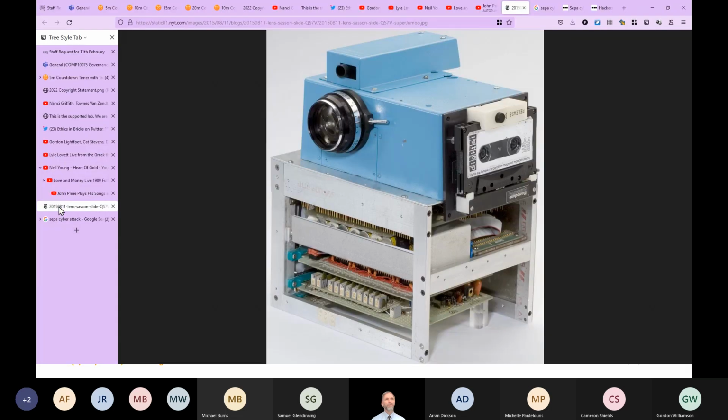Does anyone know what this is? Looks like a strange combination of a projector and old computer. And that is actually what it is. It was bits of an old projector. So anyone want to take a guess at what it does? Display slides. Display slides, projector. Any other guesses?